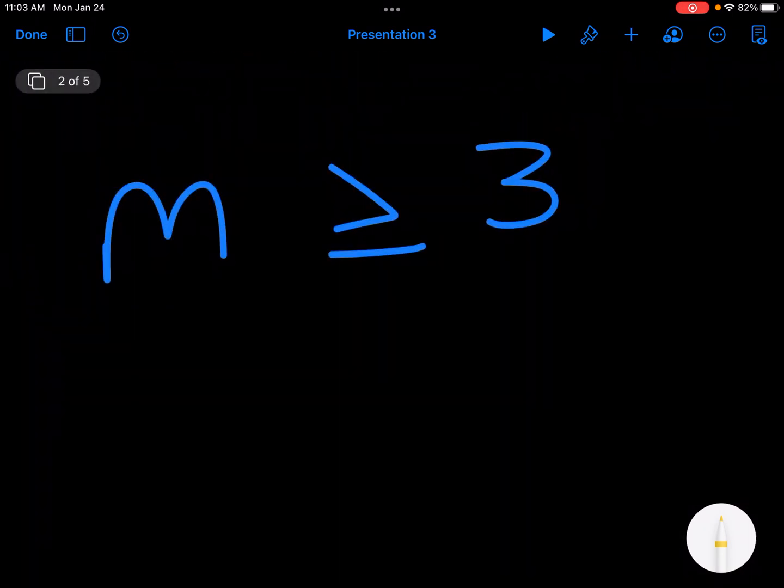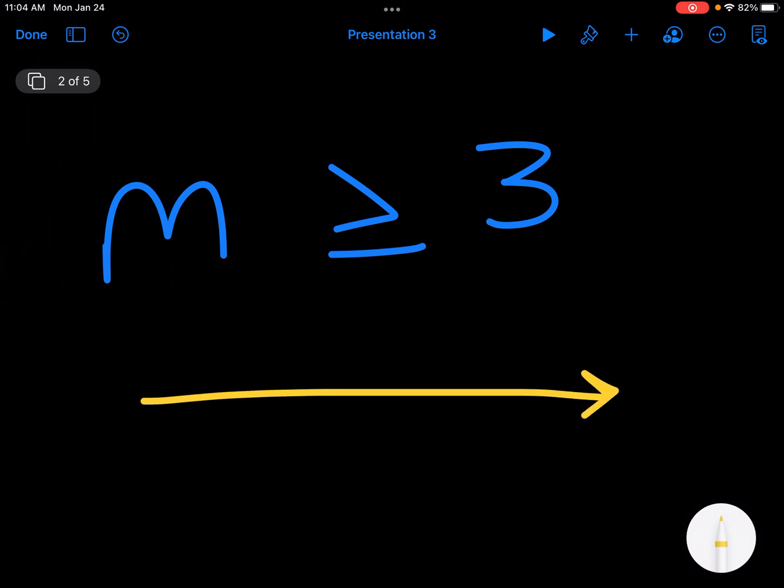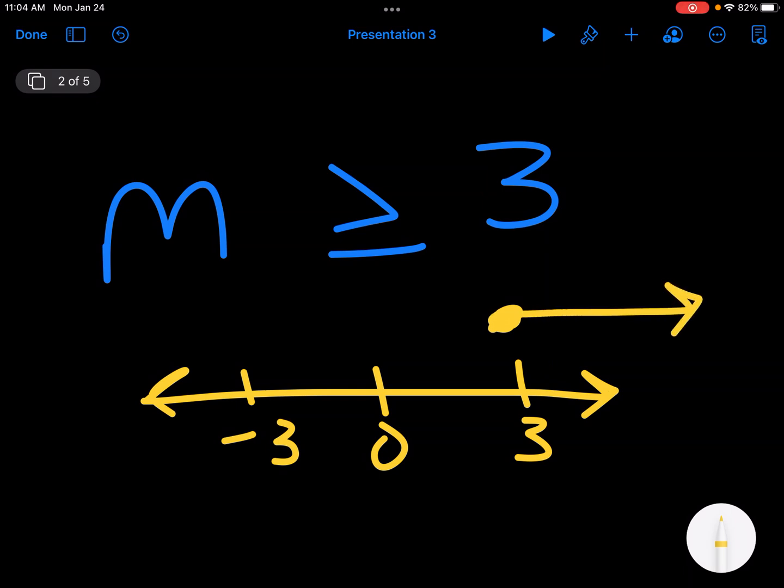M is greater than or equal to 3. So I have -3, 0, 3. So greater than or equal to. That means I've got a closed dot because it could be equal to 3 or more than 3.